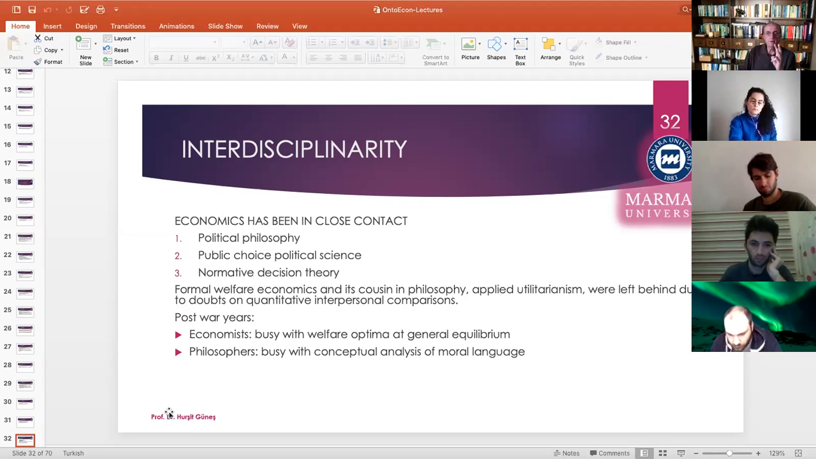And thirdly, the normative decision theory. This is most important because the decision theory, which is used in economics, is exactly the same with other social sciences. How decision is made, how decision is construed, how decision is formed for individuals or any other agents. Now, welfare economics and its cousin in philosophy is applied utilitarianism. Welfare economics, its cousin is, in philosophy, utilitarianism.